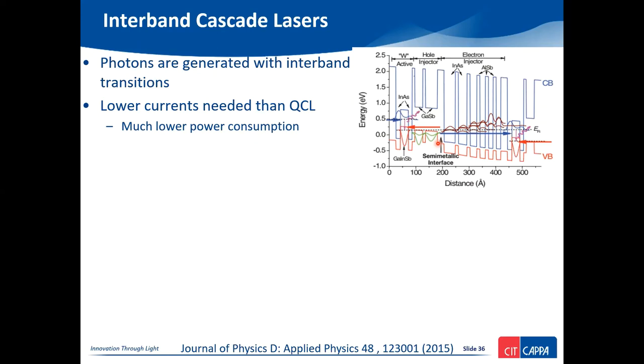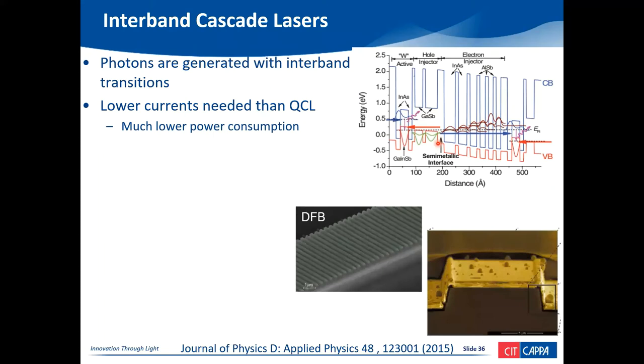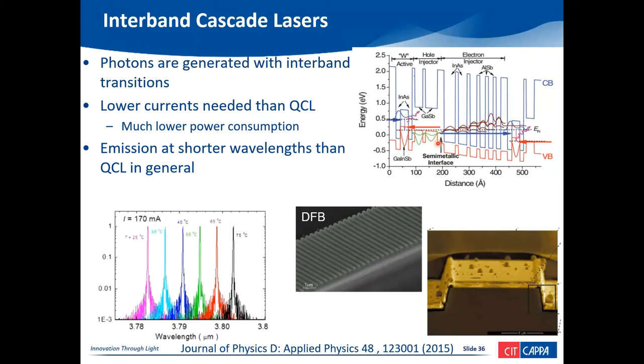triggered the development of the interband cascade laser, which uses a slightly different transition. Again, similarly, the electron cascades through a superlattice. The power consumption is much, much lower. Threshold currents of 100 milliamps or so are common. A wide range of very good fabrication processes are available. The emission tends to be at a shorter wavelength than the QCLs, in that 3 to 5 micron range or so, overlapping slightly with the QCL. There's some competition between the two fields, but the general trend is if you can use an ICL, you use an ICL because the power consumption is lower.